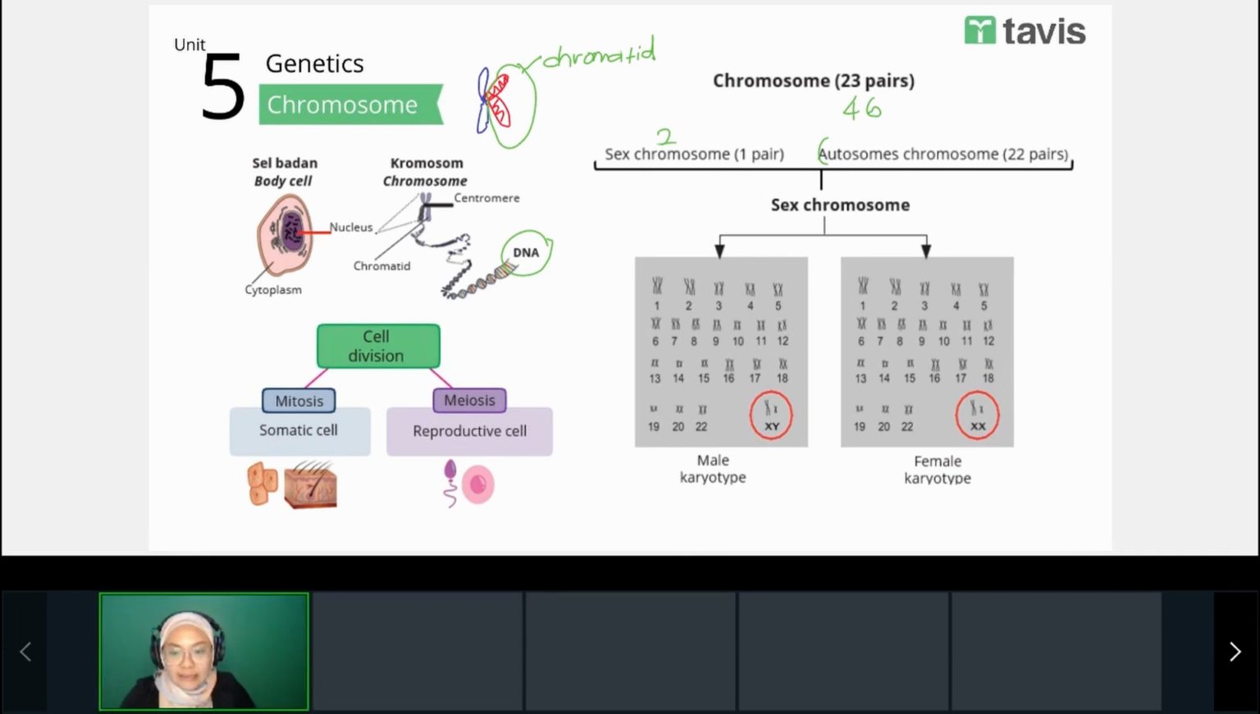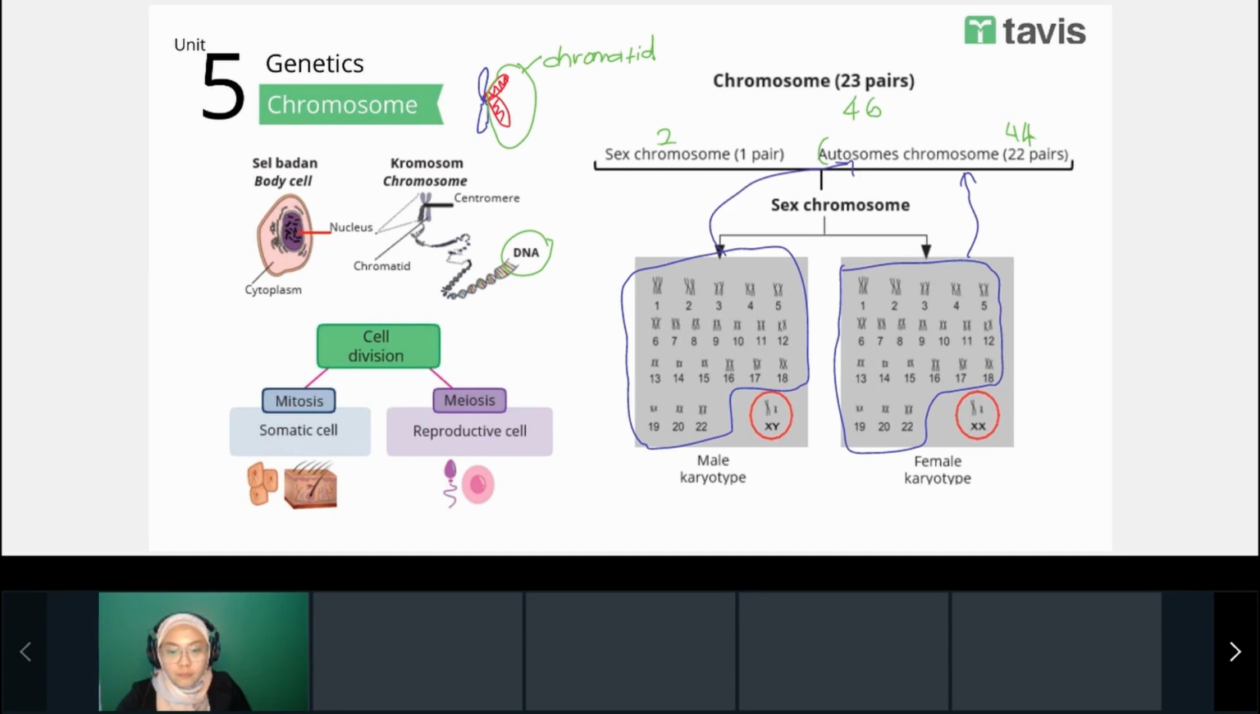Okay, let's see what that means. The one that I circled in red is the sex chromosome. XY indicates a male and XX indicates a female. Of the 46 chromosomes, 2 belong to sex, identifying whether we are male or female. So the other 44 chromosomes, or 22 pairs of chromosomes, are autosome chromosomes. Only the one that I circled is the sex chromosome. The sex chromosome has only one pair, while autosomes have 22 pairs of chromosomes.